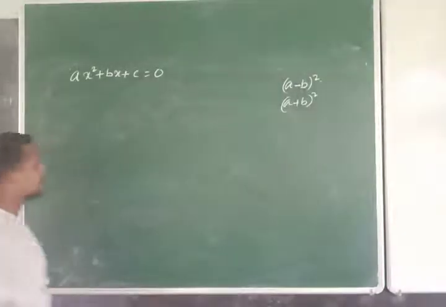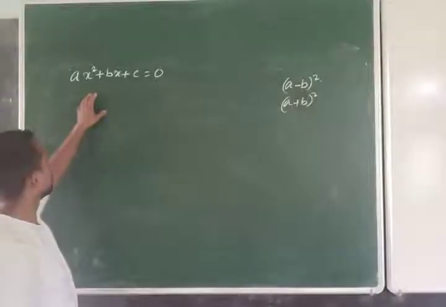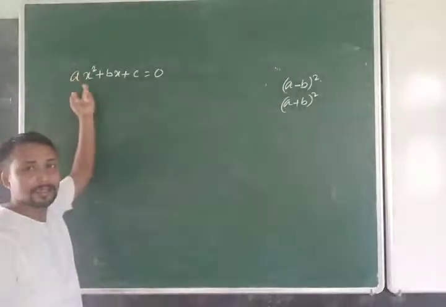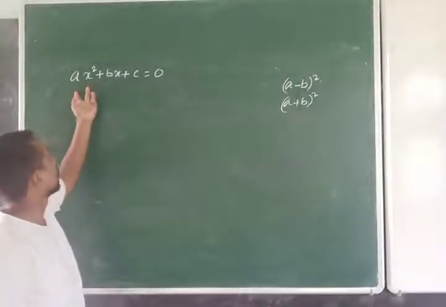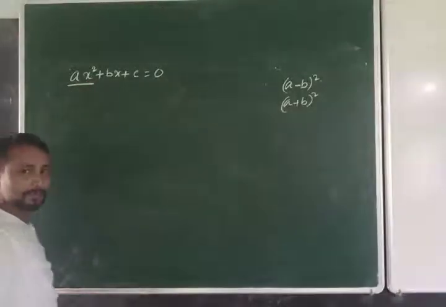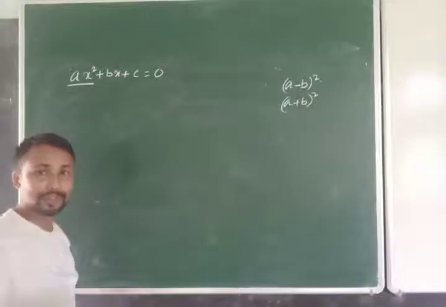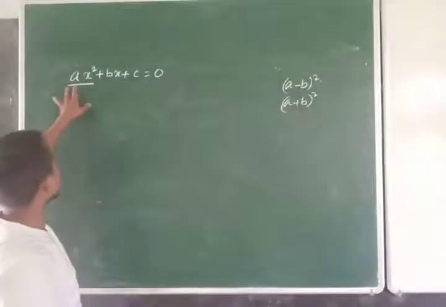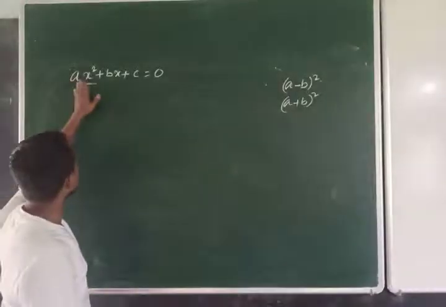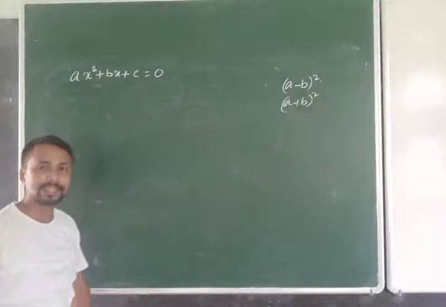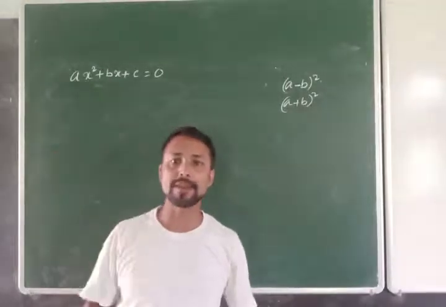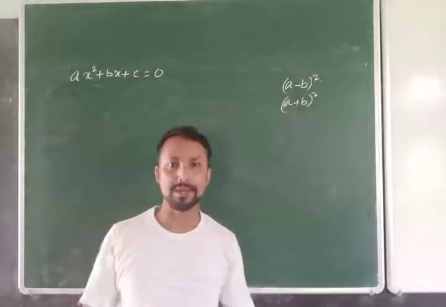So anyway, here first of all we have to check whether the first term is a perfect square or not. The first term we have is ax square. X square is a perfect square, but a is not a perfect square. Therefore, from the first term we have to remove this a, since it is not a perfect square.